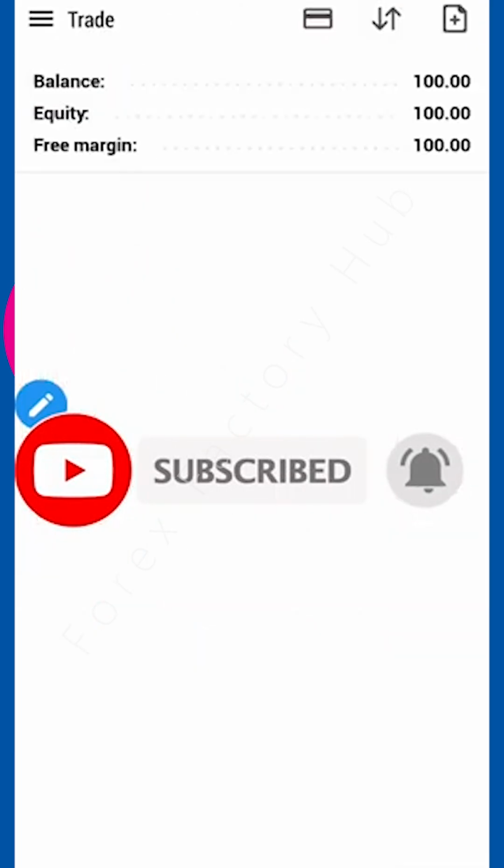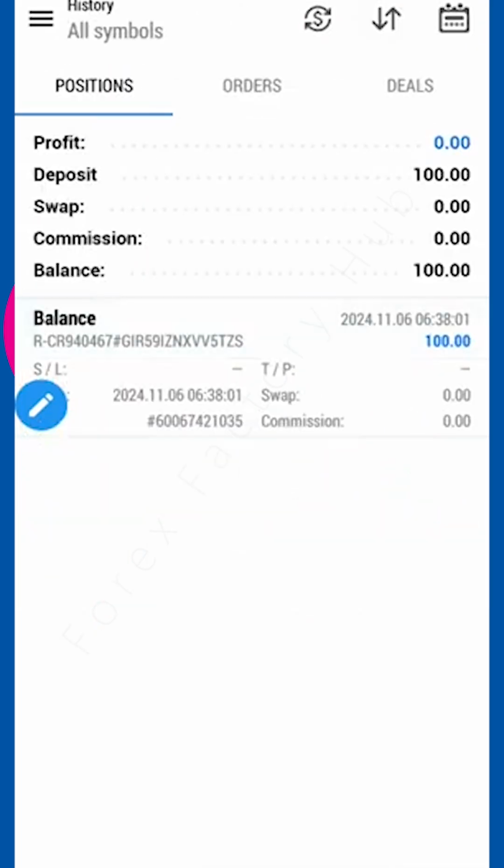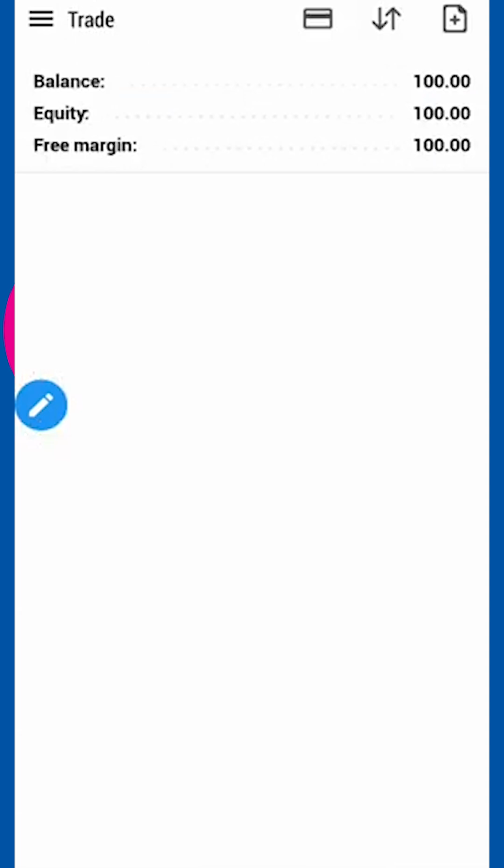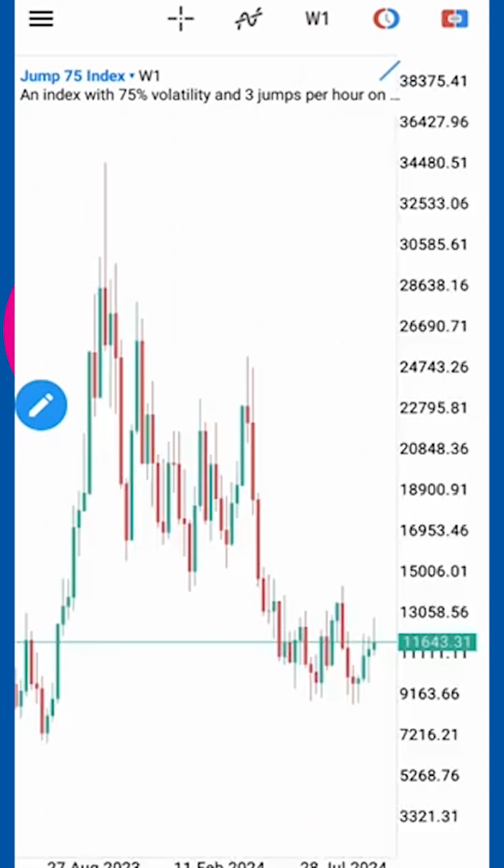So as usual, we start off by going to the history, and you can see there's the 100 USD that was deposited. Now let's move on to the charts. On the charts, we start off on the weekly where we see there's a break of structure.